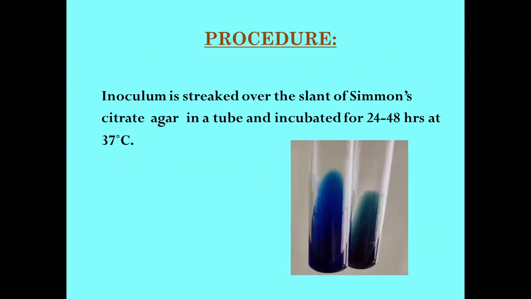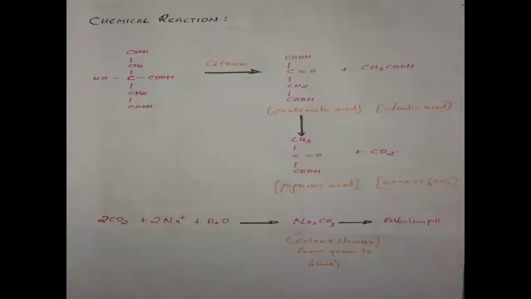And this is the actual reaction. The right hand side is Prussian blue, the other one is light green. The green is the actual color of the medium. When the inoculum is streaked and maintained for 24 to 48 hours, the color changes from green to Prussian blue, which indicates that the organism is able to secrete an adaptive enzyme called citrate permease. So this is what is happening in the actual reaction.